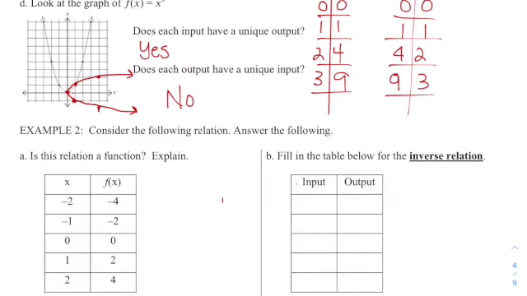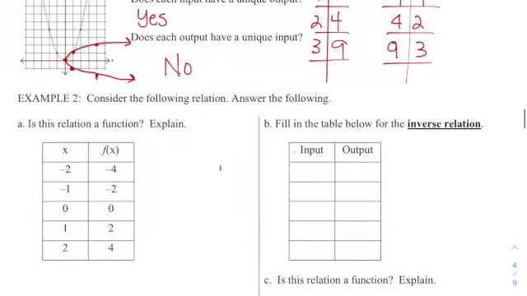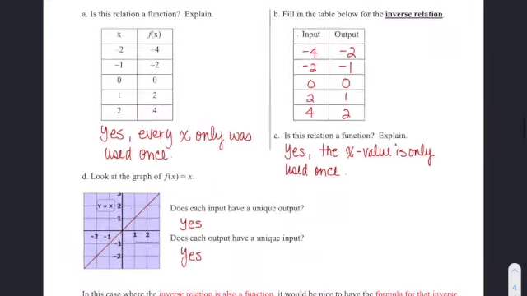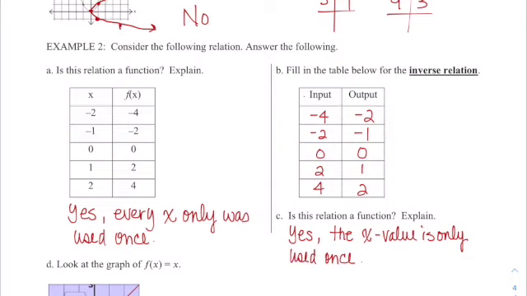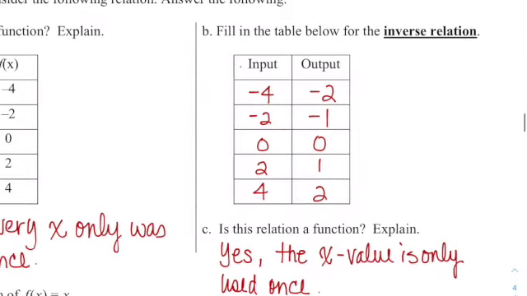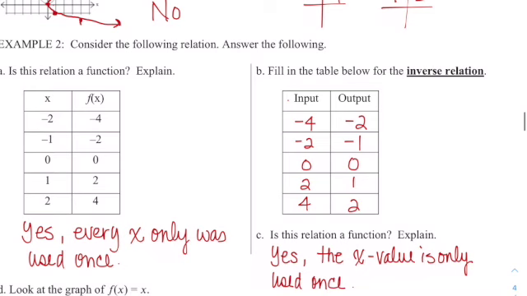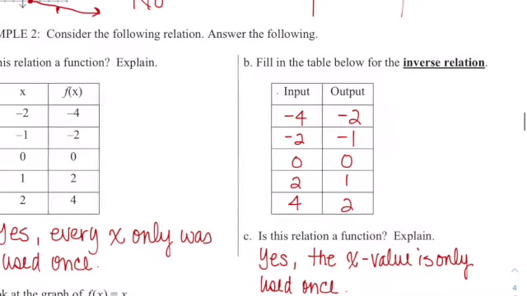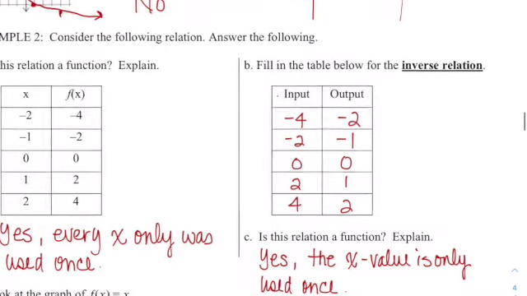Let's go on to example number 2. And you guys try it because they are exactly the same thing, and see if you get the same answer. So pause the video. For example number 2, here's the answer. The first one, yes, it is a function because every x was only used once. And for the second one, notice that I flipped the x and the f of x, and so every x is only used once. So therefore, it's going to be yes for the function, and the x value is only used once.